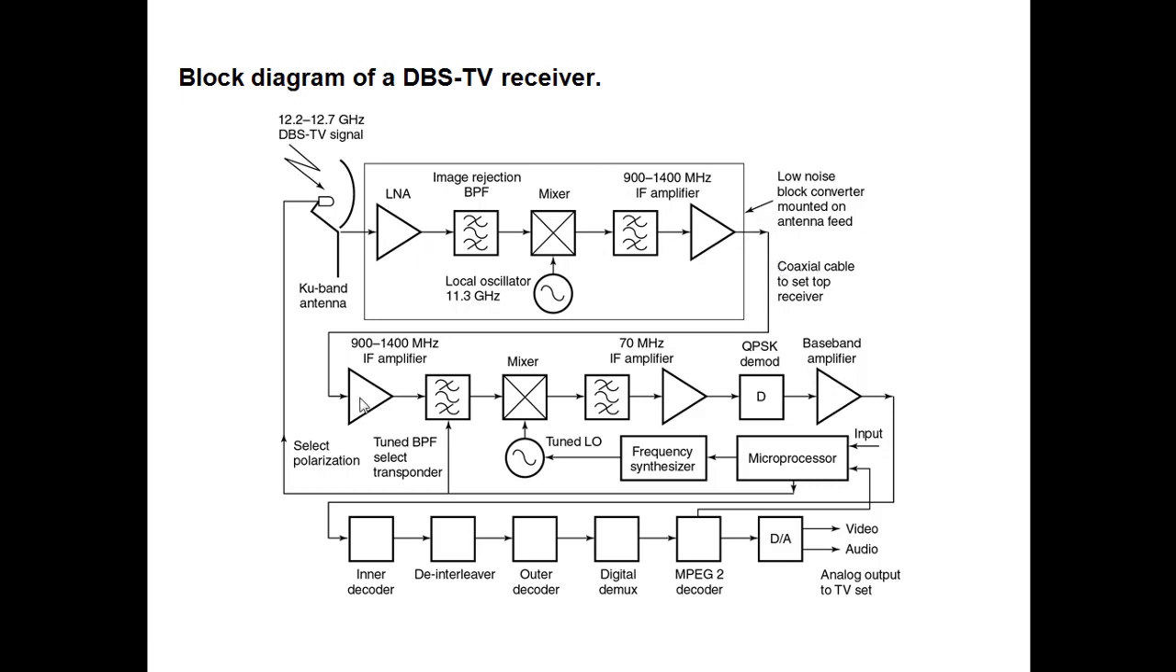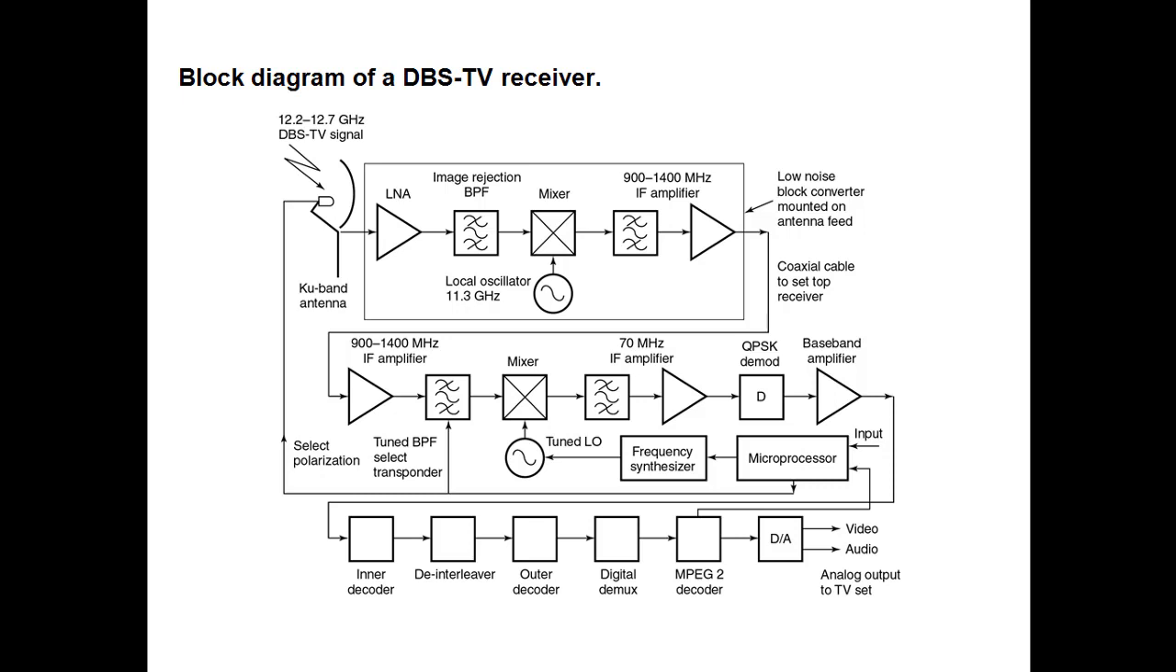Now from the figure we can see that the down converter consists of a dielectric resonator local oscillator and a mixer, this one the local oscillator and this the complete mixer circuit, followed by an IF amplifier and bandpass filter here, and this is transmitted. So this high gain LNB can drive 100 meters of coaxial cable without any reduction in signal quality. This coaxial cable takes the signal to the set-top box.